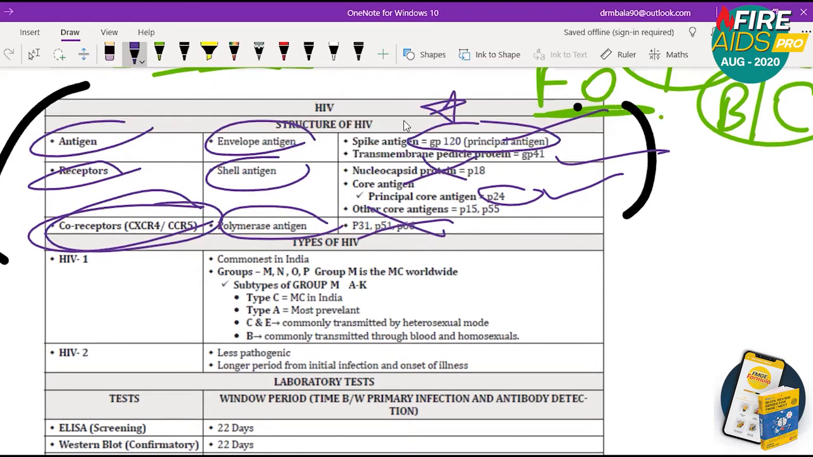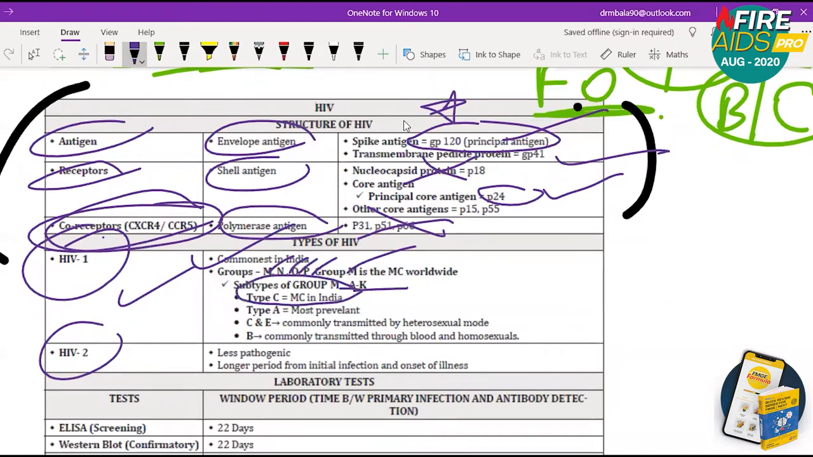Then, the types of HIV are HIV-1 and 2, out of which 1 is very, very important. Why? It is commonest in India. That's why it is very important in your exam. It has a lot of groups, M, O and P, out of which group M is the most common worldwide. Then it has subtypes A, B, C, D, E, F, G, H, I, J, K. From A to K, in India, type C is most important. If you don't remember what is in the world, that's okay, but in India, type C is important. So M and type C, these two are very important.